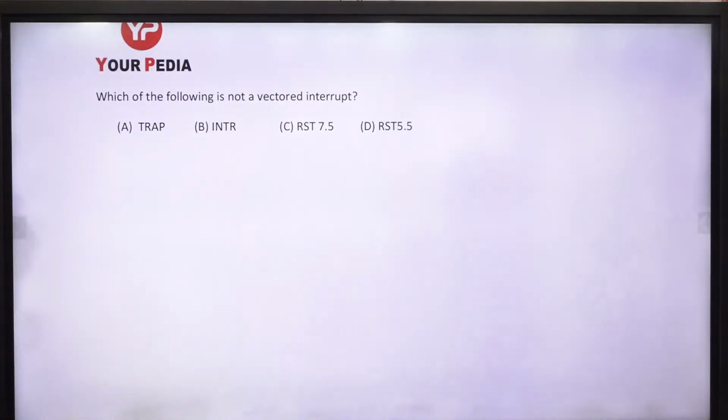So what is the answer immediately? This is a 10-second or 5-second question. All of you in microprocessors, which is the right answer? All of you please tell me the answer. You should have some information about microprocessor interrupts. Which one is not a vectored interrupt?